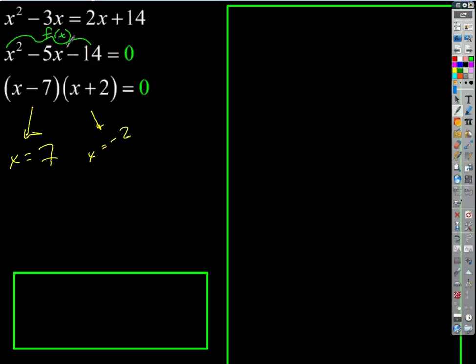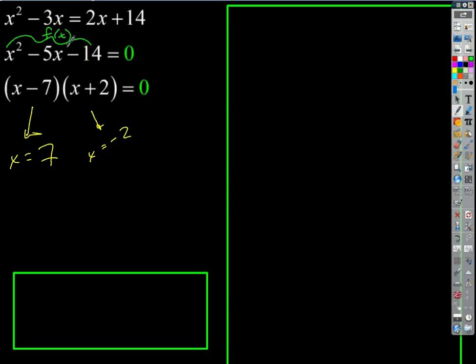By setting this equal to 0, we're asking the question, when does f of x or y equal 0? Where does that happen in the xy plane? Where is y equal to 0, sorry? Okay, on the x-axis, right? Every place on the x-axis, the y value is 0, right?